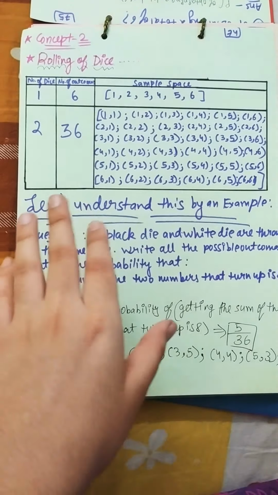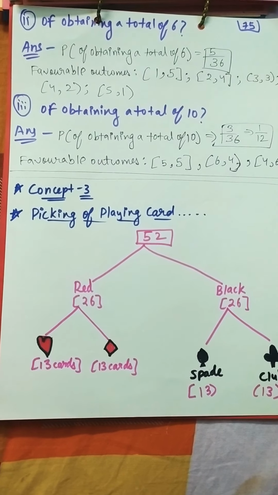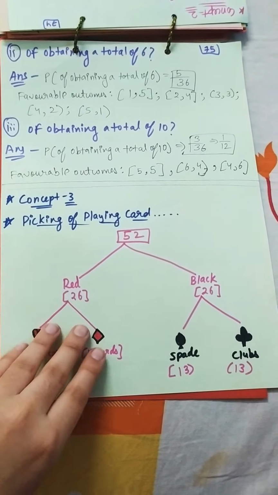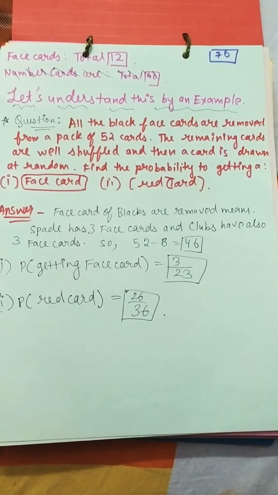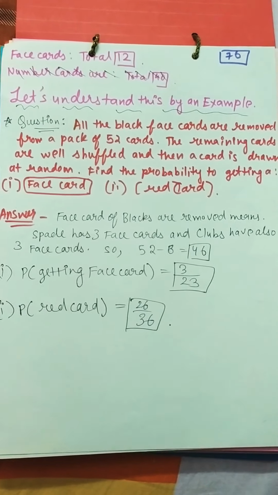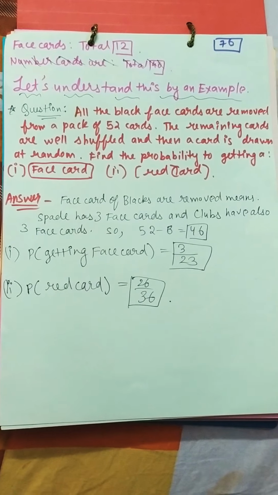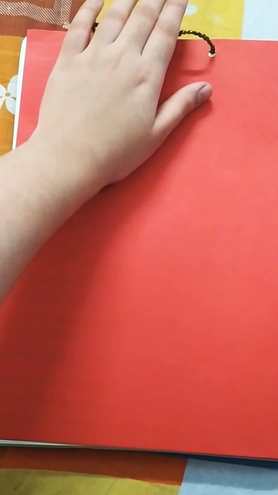I have added a question. Now concept number 3, picking of a playing card. And then I have taken an example of the same concept, the card concept. Now this portfolio is completed.